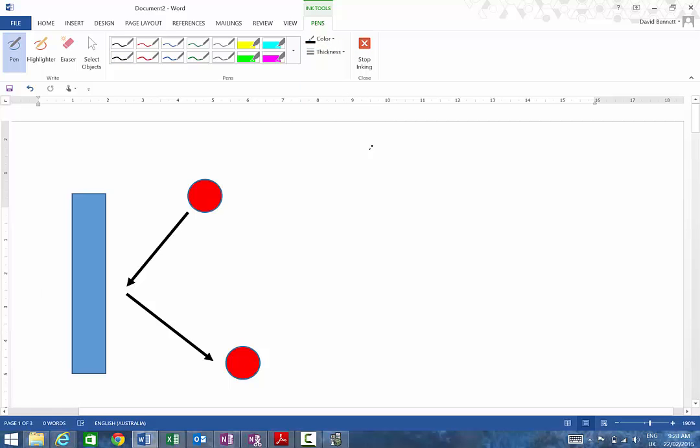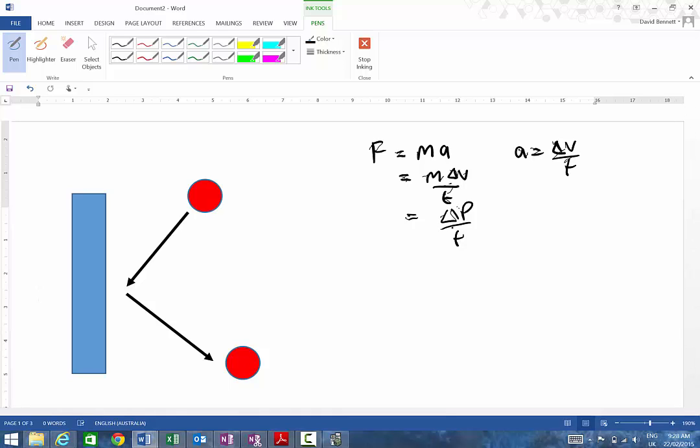Now if we start with Newton's second law, F equals ma. We know acceleration is equal to the change in velocity over the time, isn't it? So if we start looking over here, we could say that that's equal to mass times change in velocity over time. So then that becomes equal to simply change in momentum over the time period. So that's what we've got there in terms of the force that's going to be exerted on the wall.